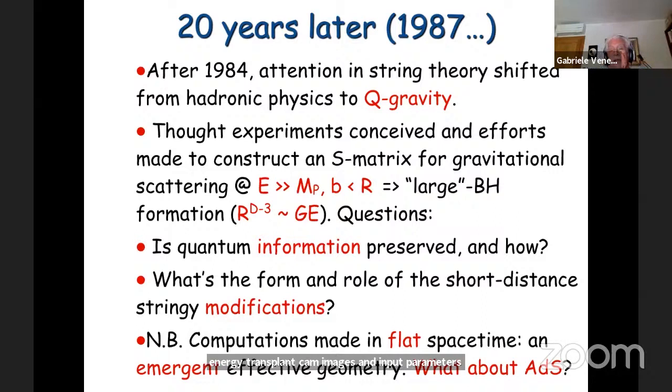From now on, R will represent in my slides the length associated with the center of mass energy. So R is characteristic of the energy of the collision. And the main questions that we asked at that time were the following: is quantum information preserved, and how, in this S-matrix approach, in this regime in which classically you expect black hole formation? The second question was, what's the form and the role of the short distance string modifications of gravity?